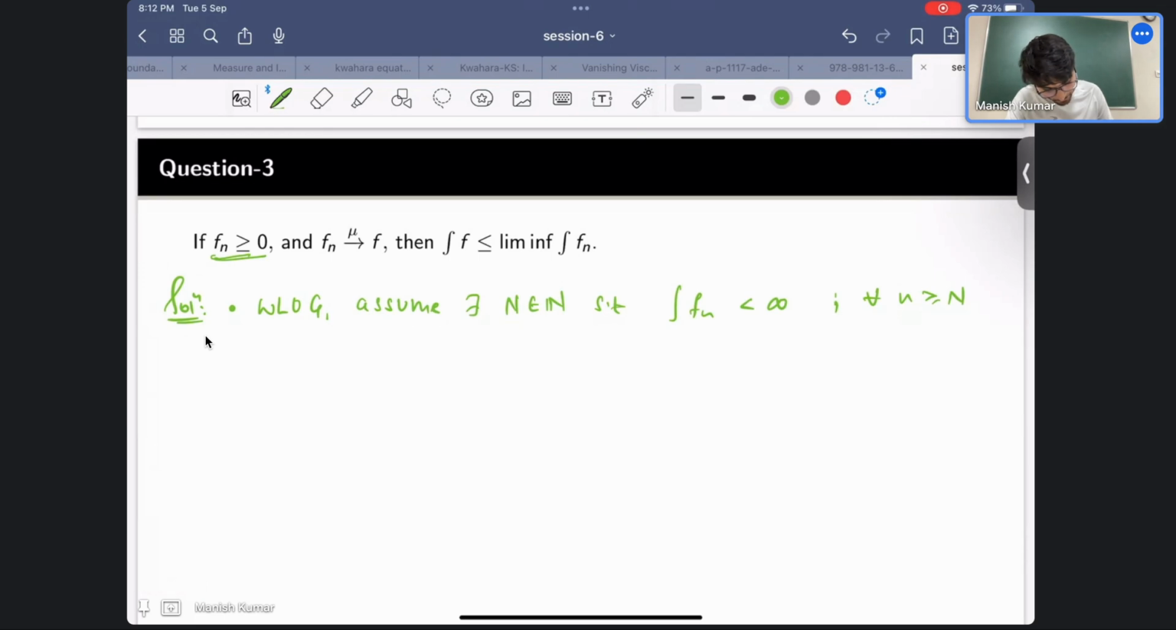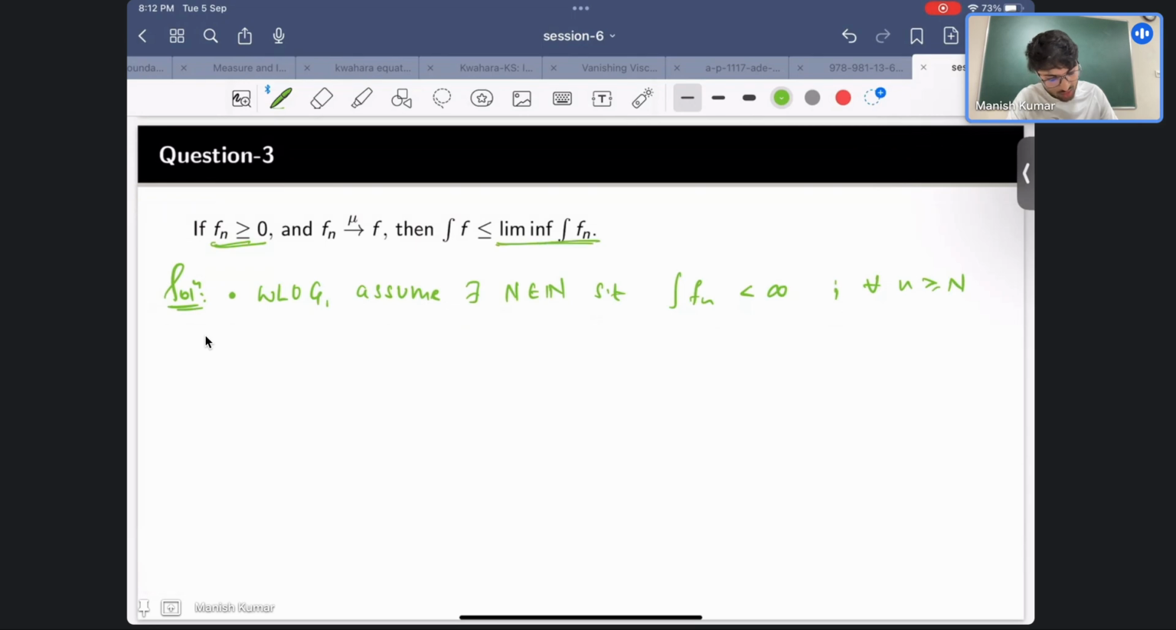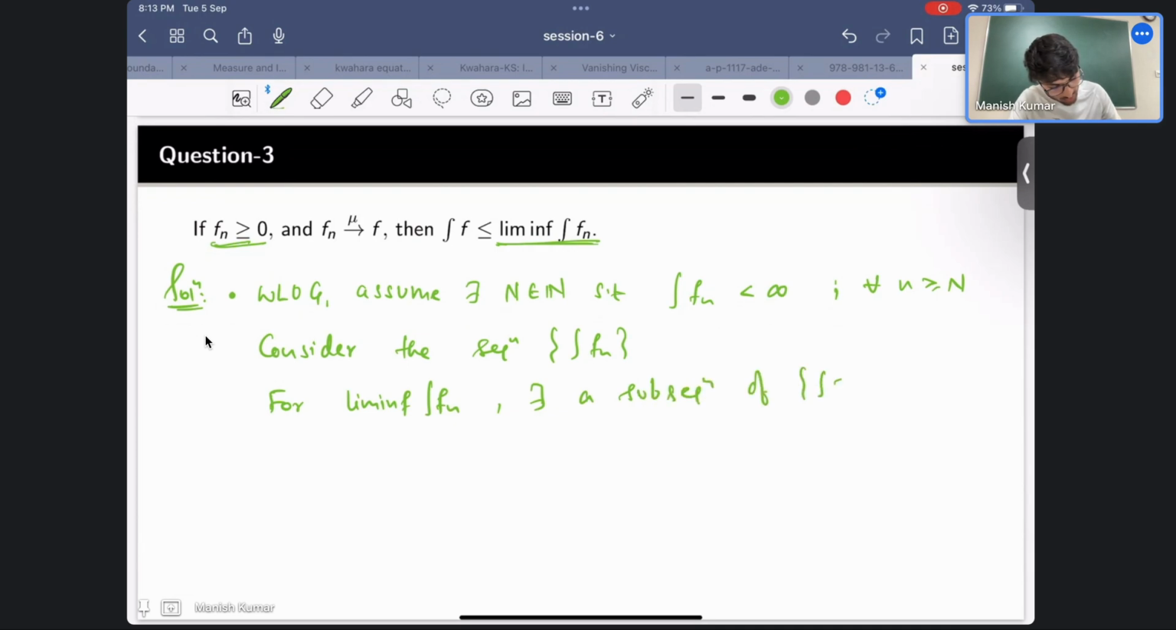Now you consider this quantity. This is just a real number, right? Consider the sequence of these real numbers. So this integral of fn is a sequence of real numbers. So for the lim inf of the integral of fn, there exists a subsequence of this sequence. Let me write the subsequence name also: there exists a subsequence f_{n_k} of fn, with the integral also there.